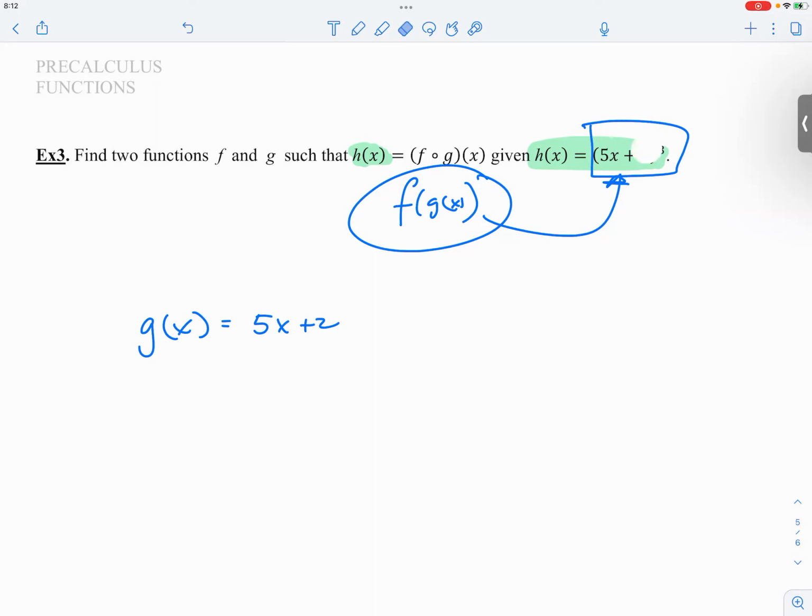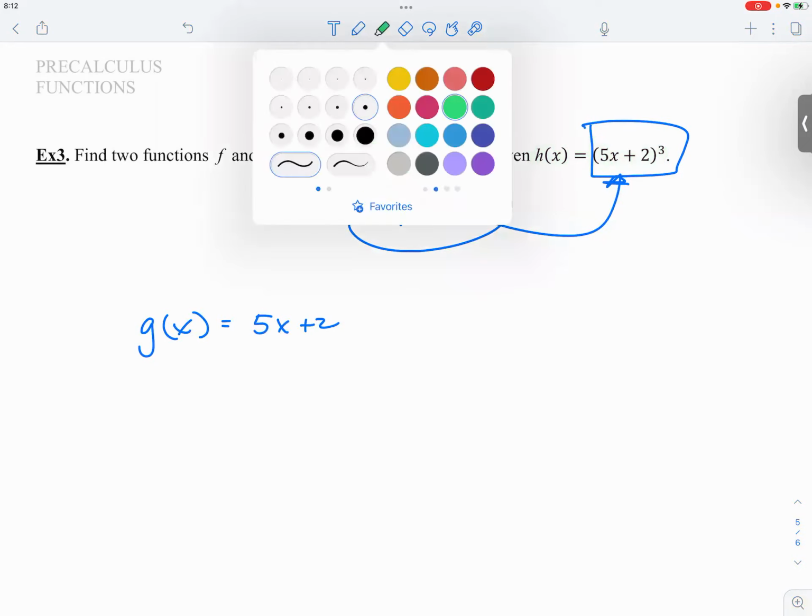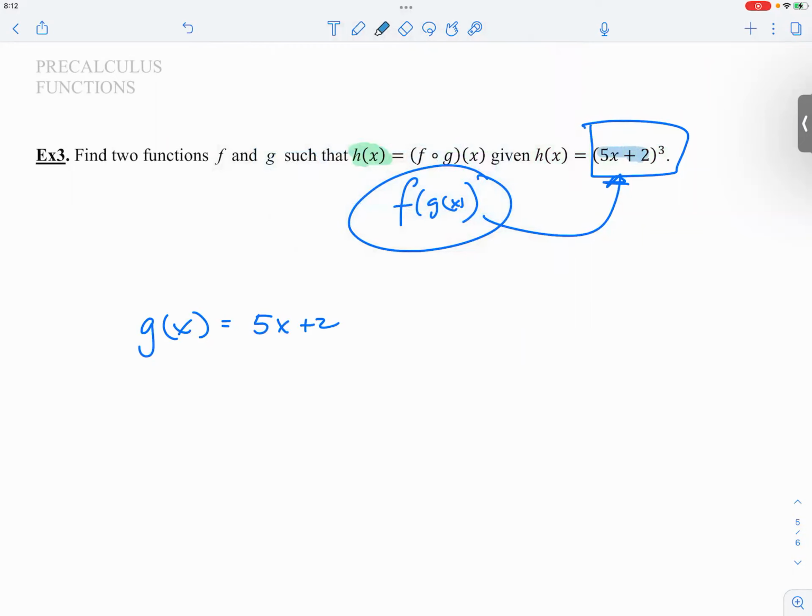So let me go ahead and do a little bit better job in coloring this. So this is the inside right here. See how parentheses are your good friends? It helps you see the layers like an onion right here. And if that is your inside function, then the outside function would be x cubed. Done.